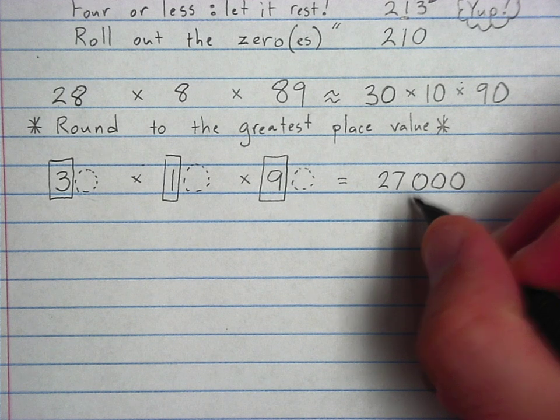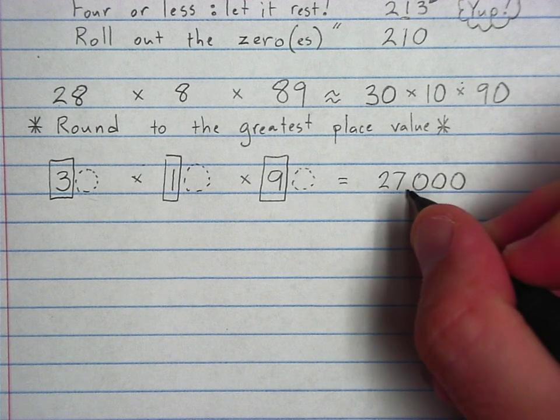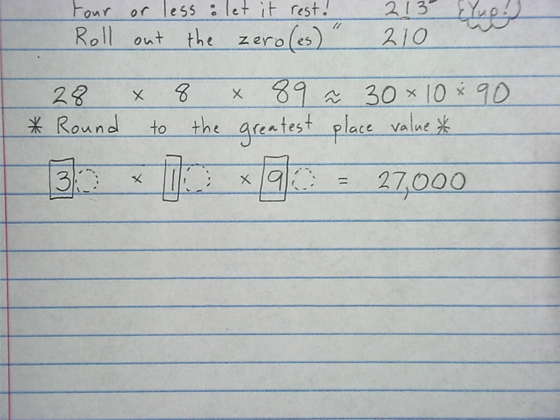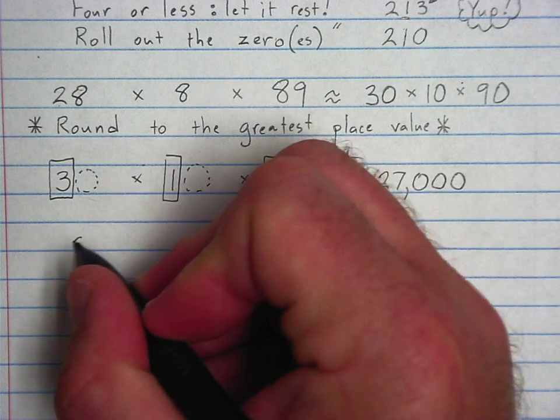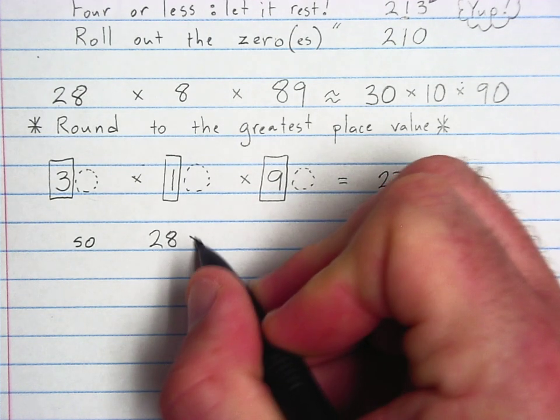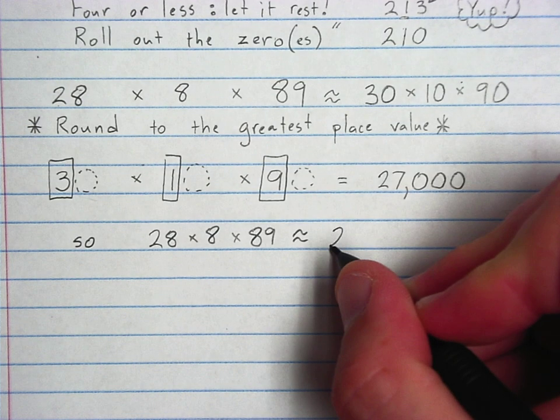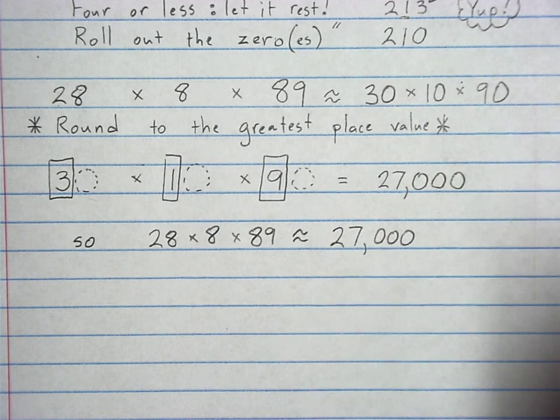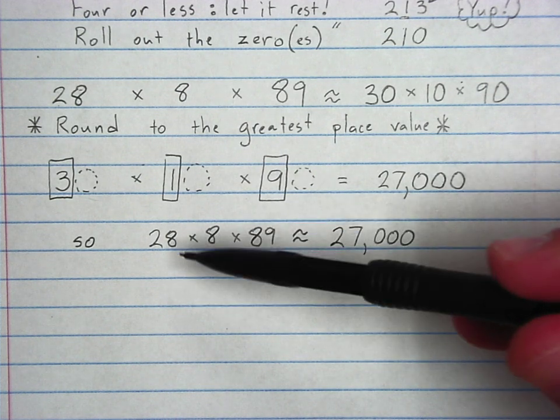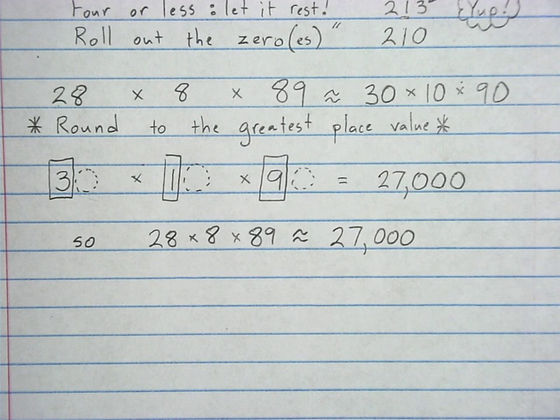Okay. So my answer, 27,000, tells me that 28 times 8 times 89 is approximately equal to 27,000. And the real number is going to be a bit lower. I rounded everything up. 28 went up to 30, 8 went up to 10, 89 went up to 90. So that's going to be a bit of an overestimate. If I'm rounding things up, then yeah, this is going to be a little high. But hopefully not too terribly high.